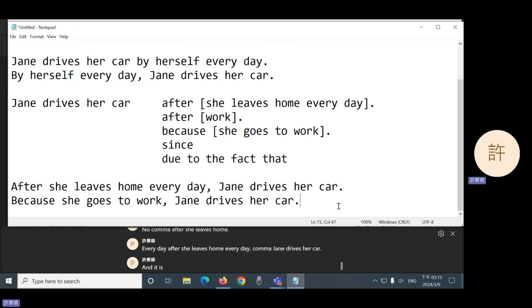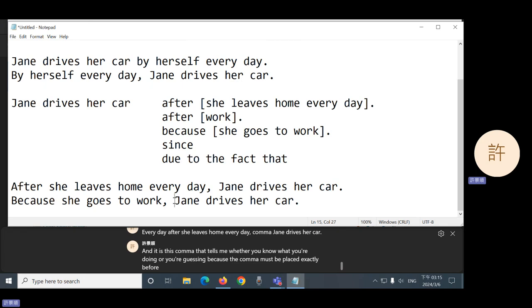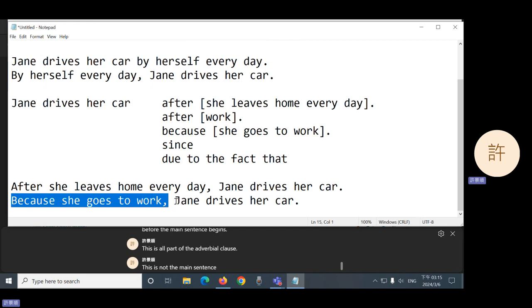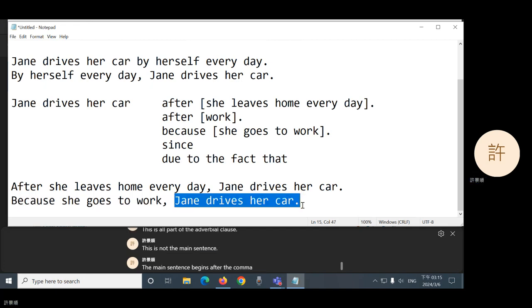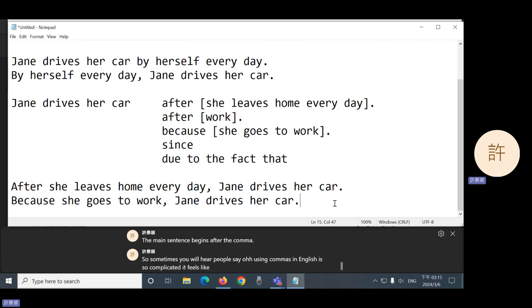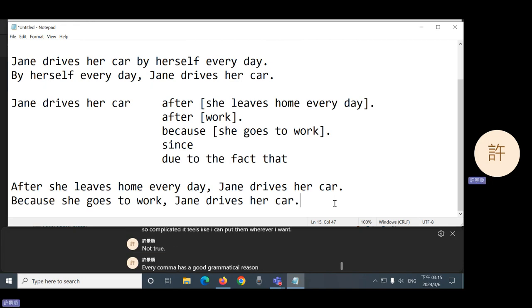And it is this comma that tells me whether you know what you're doing or you're guessing. Because the comma must be placed exactly before the main sentence begins. This is all part of the adverbial clause. This is not the main sentence. The main sentence begins after the comma. So sometimes you will hear people say, "Oh, using commas in English is so complicated. It feels like I can put them wherever I want." Not true. Every comma has a good grammatical reason. And this is one of those reasons.